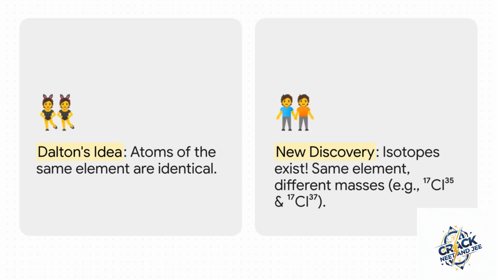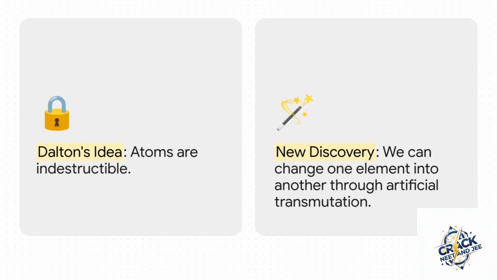But it didn't stop there. Next up, Dalton's idea that all atoms of one element were perfect clones of each other. Take chlorine, for example. He thought every single chlorine atom was identical. But then scientists found isotopes. Turns out, you can have 2 atoms of chlorine that have different weights because they have a different number of neutrons. They're both still chlorine, for sure, but they're not identical twins. Another bug found.